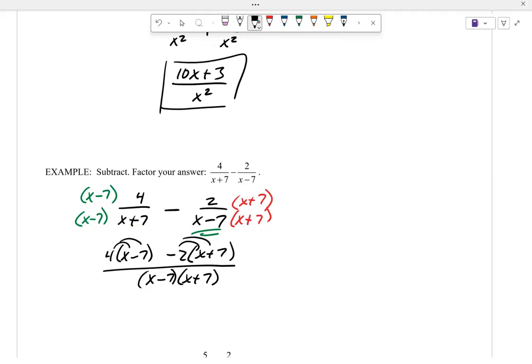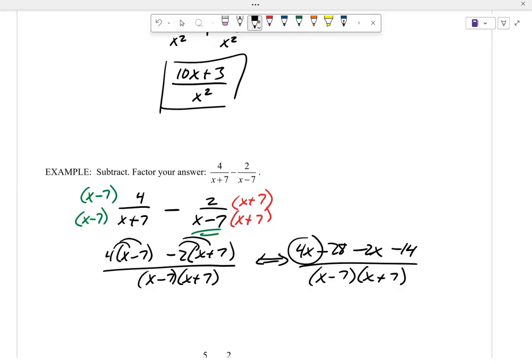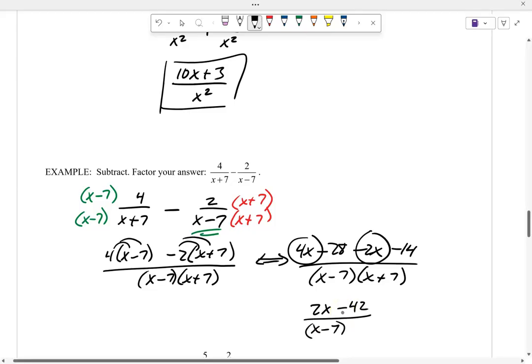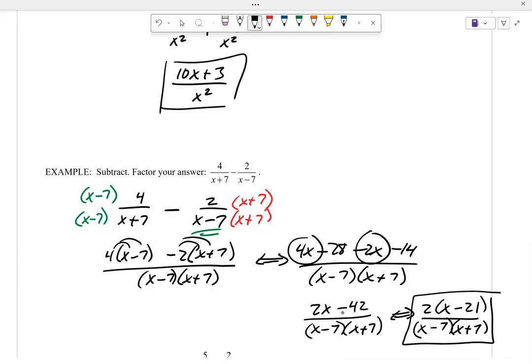And we can go ahead and start cleaning this thing up. We've got 4x minus 28 minus 2x minus 14, all over our common denominator. 4x minus 2x, I get 2x, negative 28 minus 14. And I could keep going. I could take a 2 out, but it looks like I'm still stuck right there. Nothing cancels at this point. So, all done with that one.